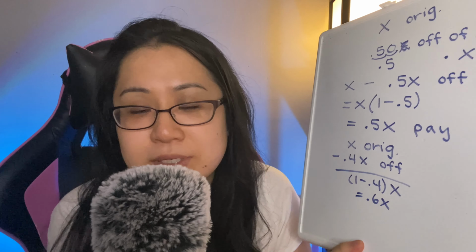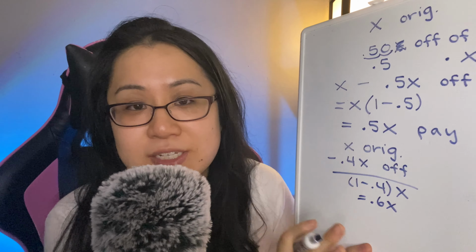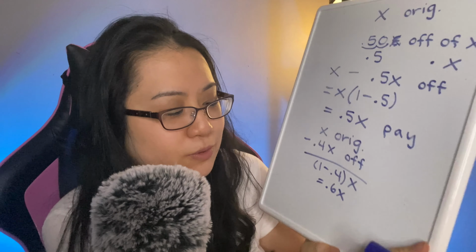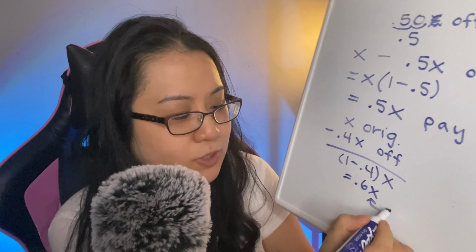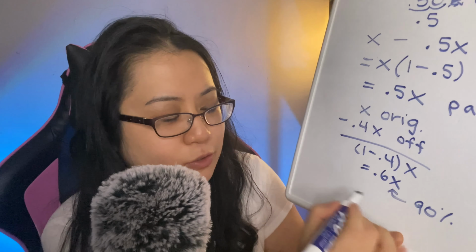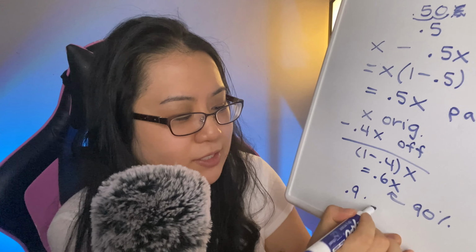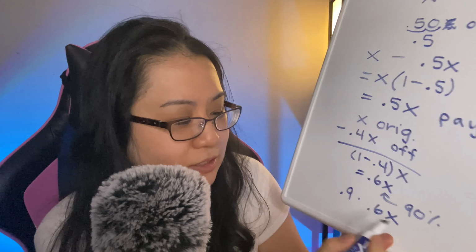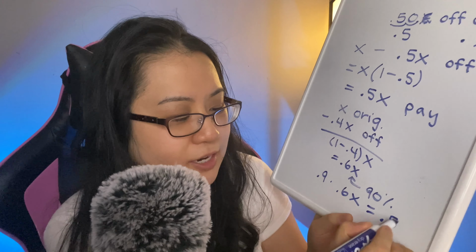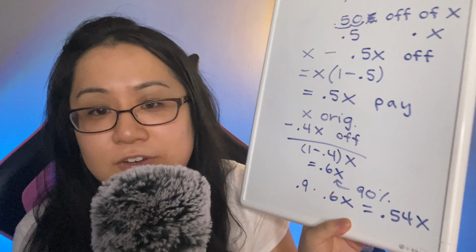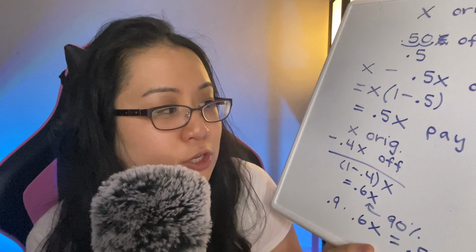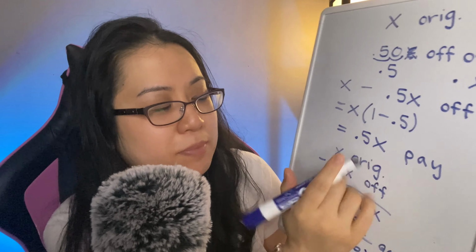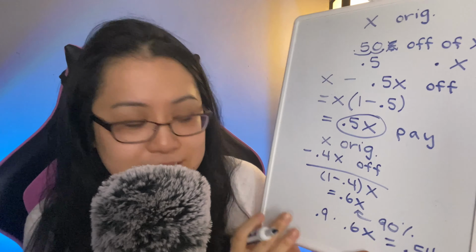100% minus the 10% off, meaning you pay 90%, right? 100 minus 10 is 90% of this thing. So 90% of that is what you would pay, which means you would do 0.9 times 0.6x. And if you do 0.9 times 0.6, that's 0.54x, which is 54% of x is what you pay. So 0.5x versus 0.54x, that means you would pay less for this particular case.